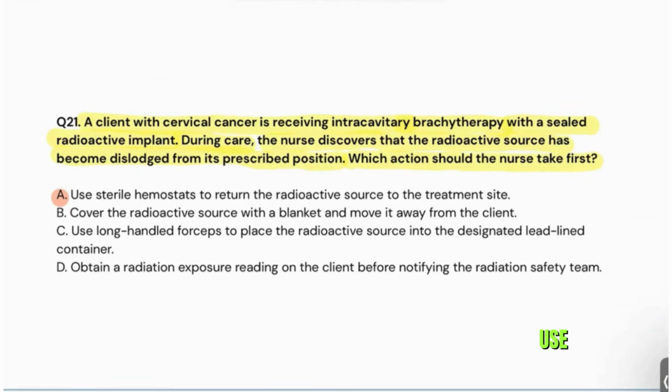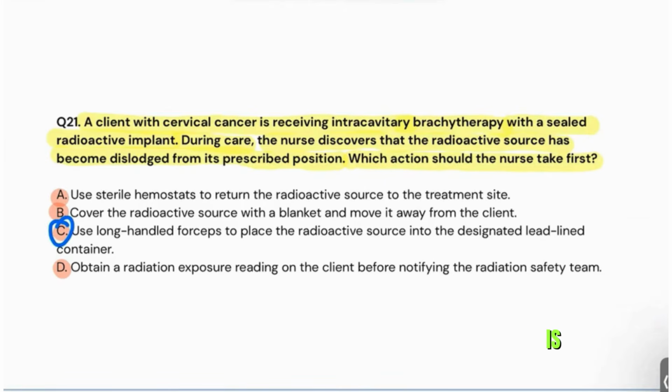Letter A, use sterile hemostats to return the radioactive source to the treatment site. Letter B, cover the radioactive source with a blanket and move it away from the client. Letter C, use long-handled forceps to place the radioactive source into the designated lead-lined container. And letter D, obtain a radiation exposure reading on the client before notifying the radiation safety team. Pause the video and review the choices.